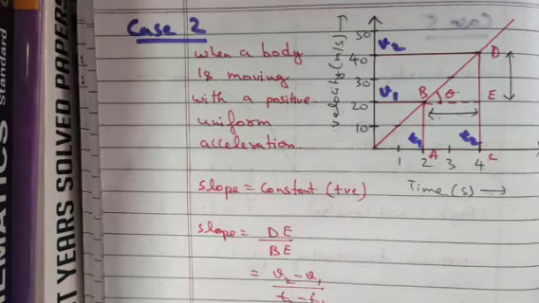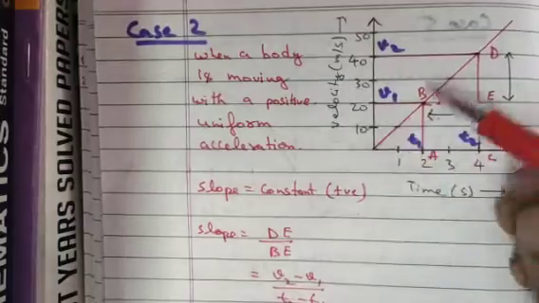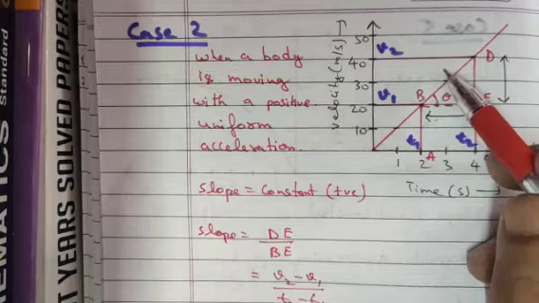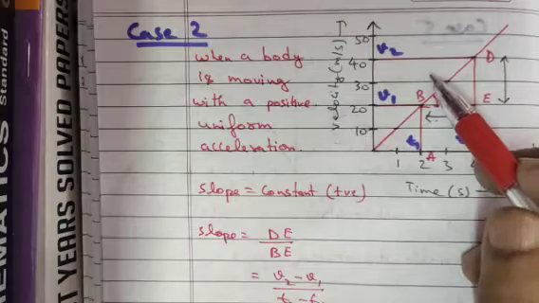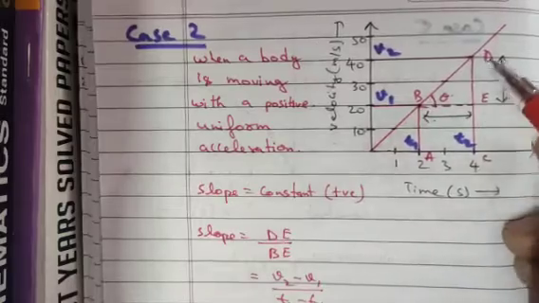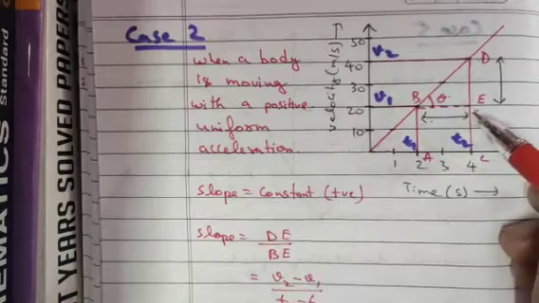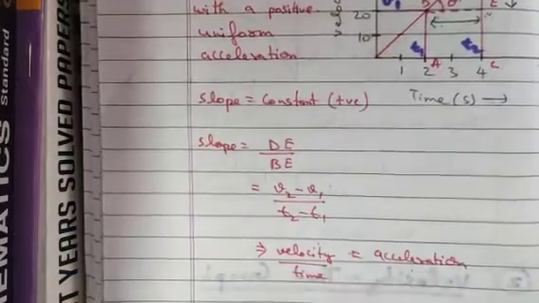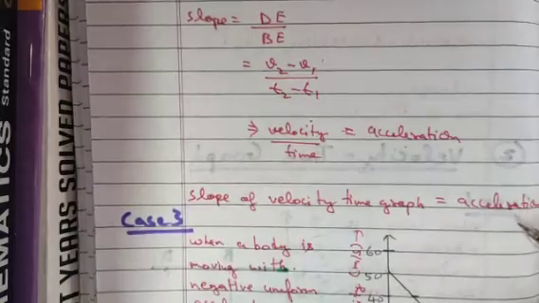In the second case, when a body is moving with a positive uniform acceleration, the velocity time graph is a straight line passing through the origin, so the slope will be constant and positive. So the body is moving with constant positive acceleration, uniform positive acceleration. So the slope will again be tan theta, perpendicular upon base, DE upon BE, that is V2 minus V1 upon T2 minus T1. So velocity upon time is acceleration. So we can say that the slope of a velocity time graph will give you acceleration.